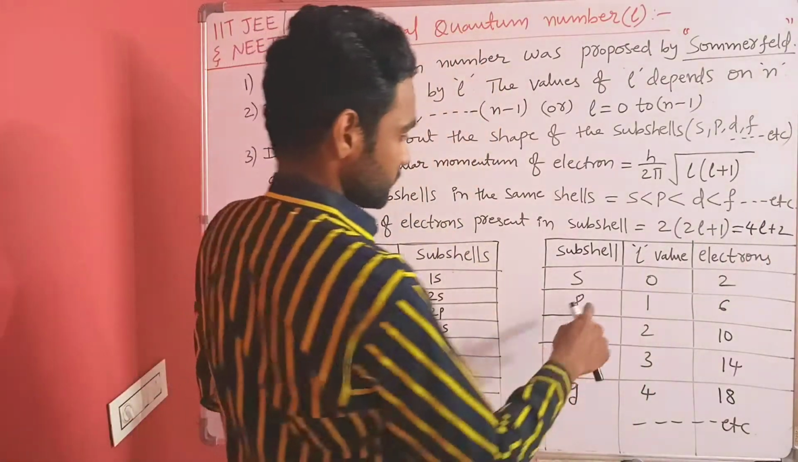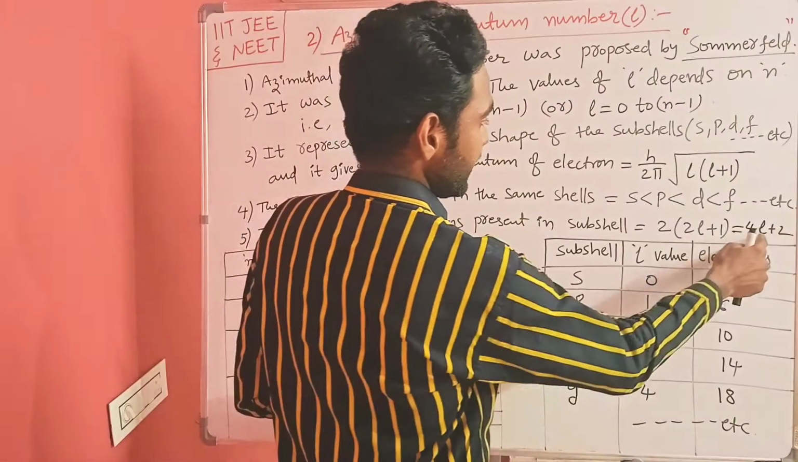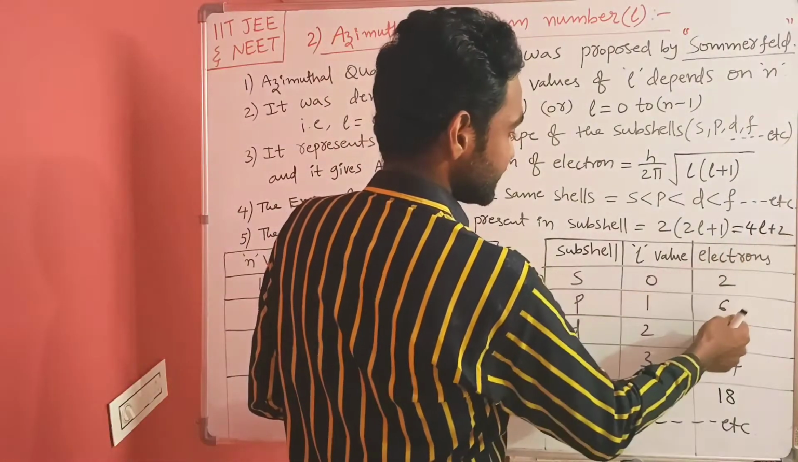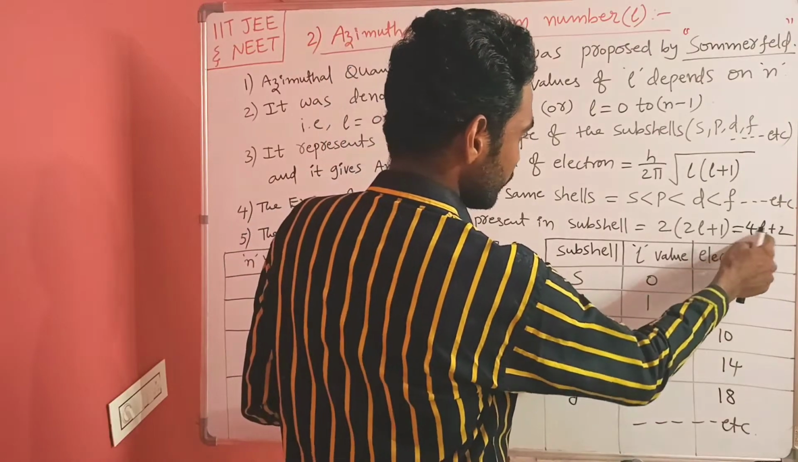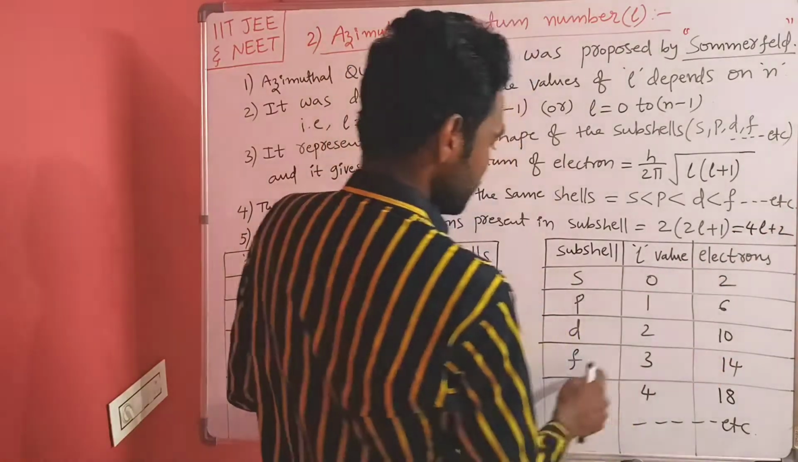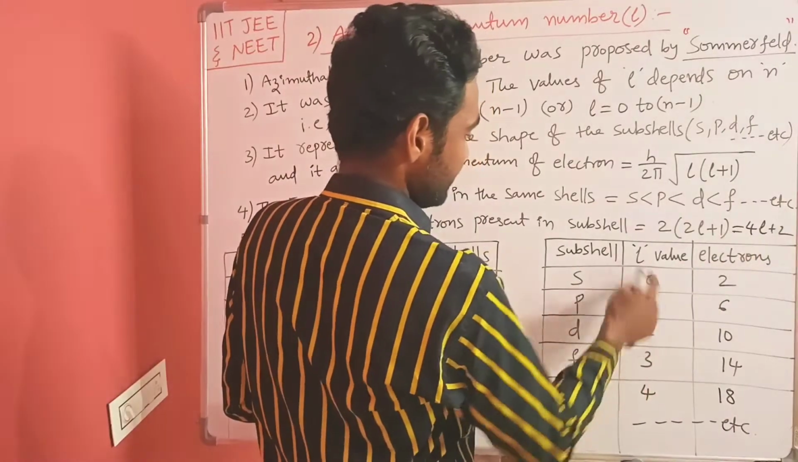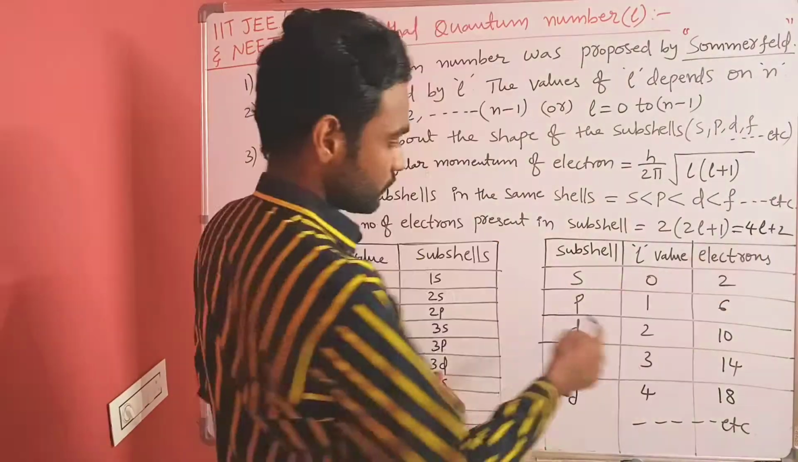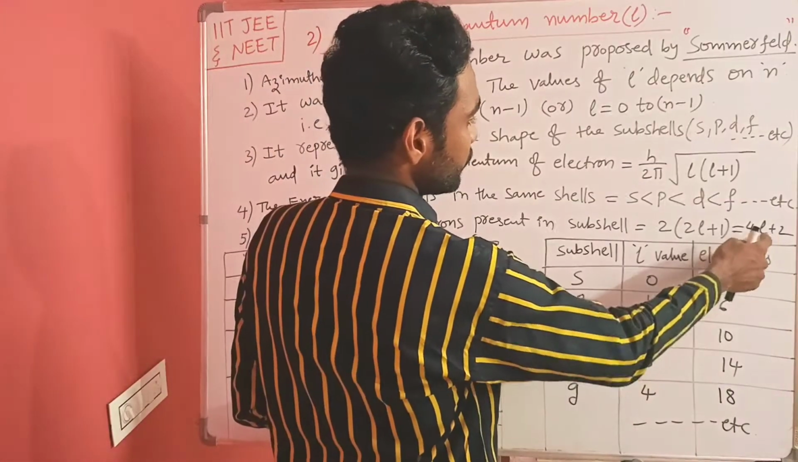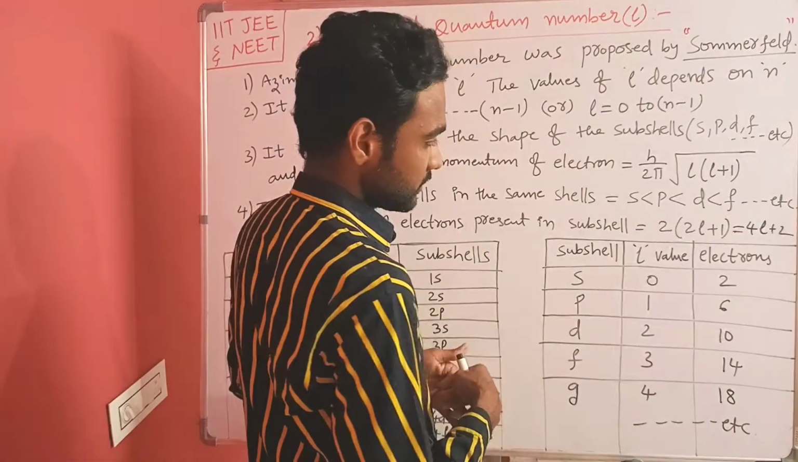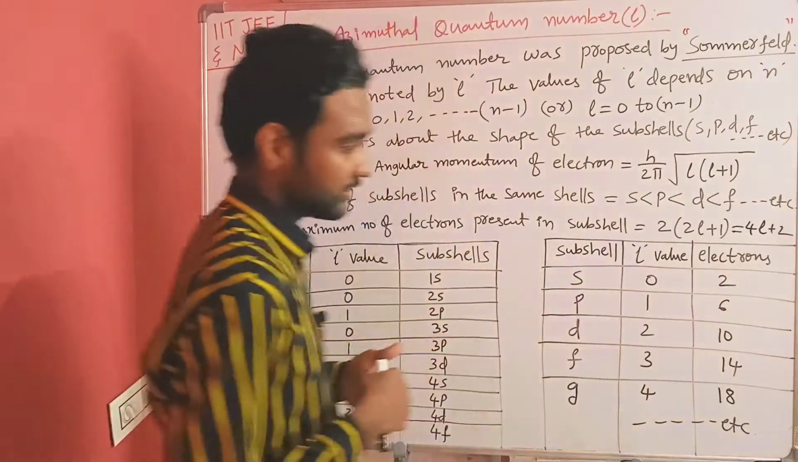How many? 2. Now p orbital, l is 1. Here I have to substitute 4 into 1 plus 2, 6. d, l value 2. Then here I have to substitute 4 into 2, 8 plus 2, 10. f, here I have to substitute l value 3. Here 4 into 3, 12 plus 2, 14. Next g, 4 I have to substitute here, 4 into 4, 16 plus 2, 18. Okay, this table I have to remember.